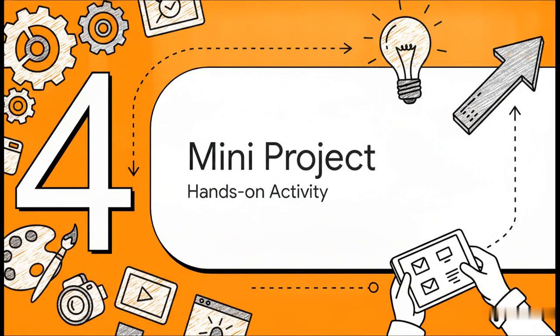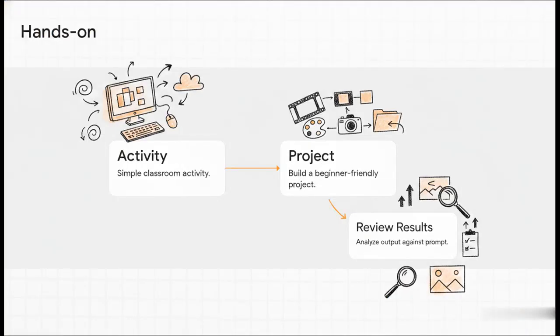Section 4, hands-on mini project. All right, it is time to roll up your sleeves. Here is exactly how we're going to break down your practical application. First, you'll start with a simple classroom activity, just getting comfortable with the interface of a generative tool, firing off a few basic inputs, and watching the immediate outputs. Next, you're going to build a beginner-friendly project. You'll actually design a specific sequence of prompts to generate a cohesive set of images, or even a short video clip based on a prompt we provide. And finally, step 3 is reviewing those results. You'll analyze your output against your initial prompt to see just how well the AI processed your input. This is what allows you to really refine your workflow.